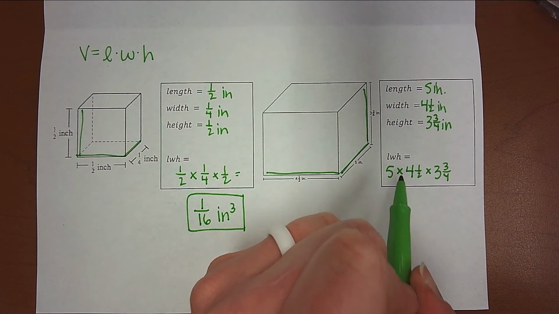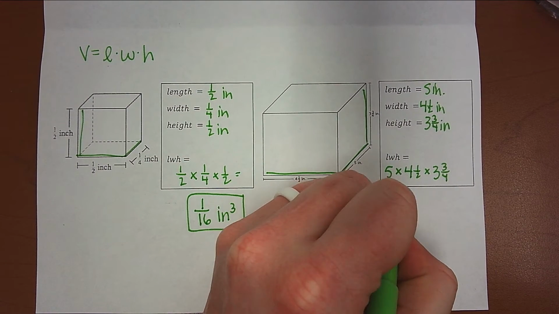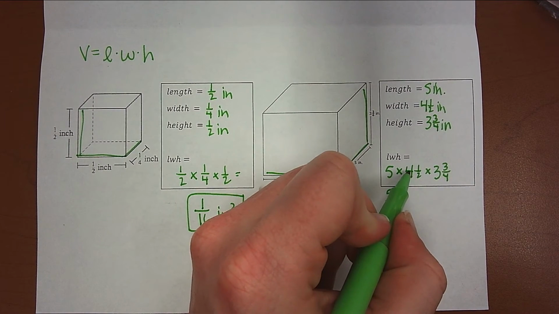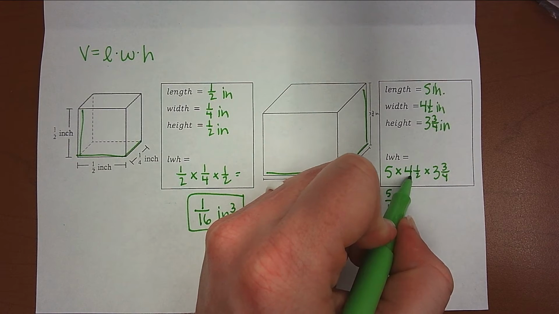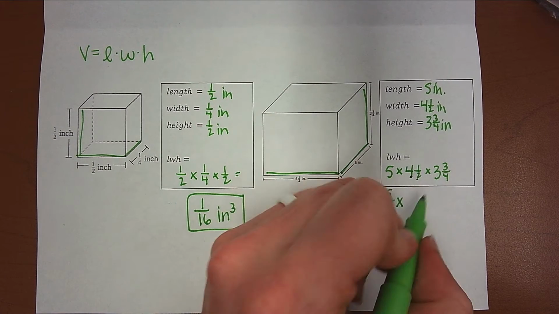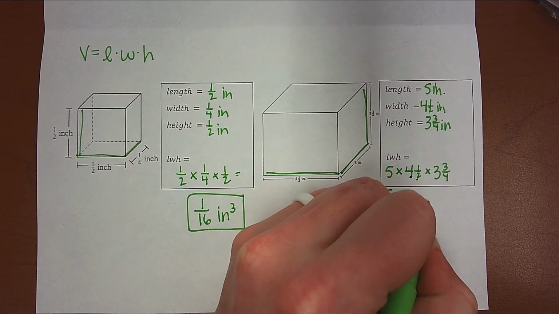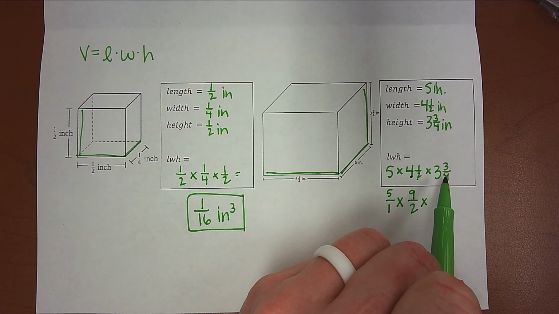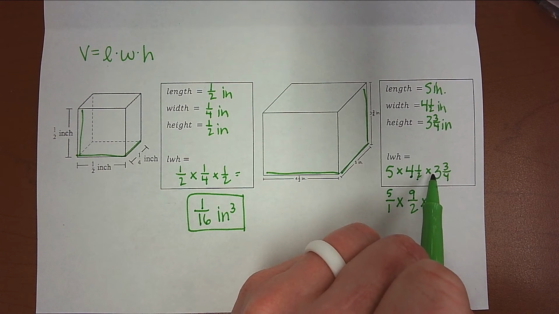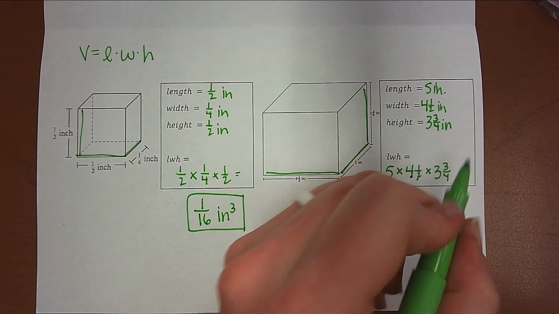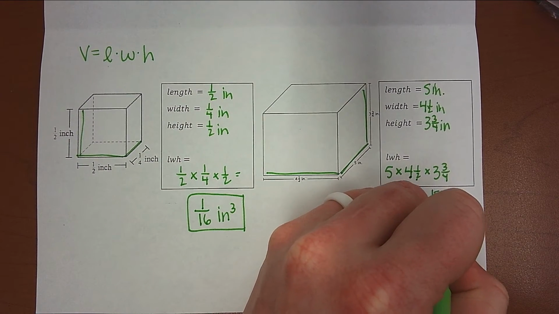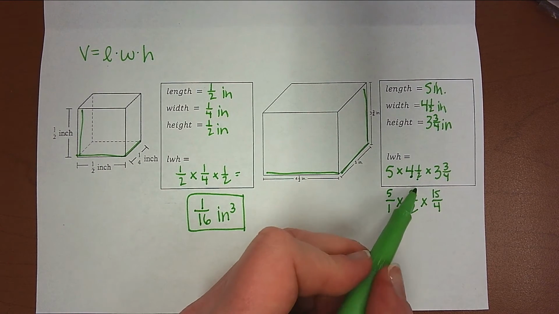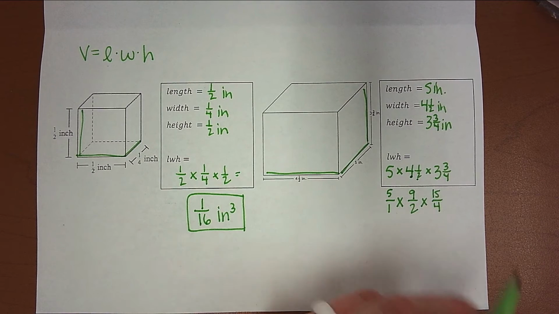And so I can convert 5 to a fraction by putting 5 over 1. I can multiply that by this 4 1/2. I'm going to change to an improper fraction. 4 times 2 is 8, plus 1 is 9, and I put that over 2. And then I can multiply that by this last mixed number. I multiply 3 times 4 is 12. 12 plus 3 is 15. My denominator stays the same for my improper fraction. And I've got 5 over 1 times 9 over 2 times 15 over 4.